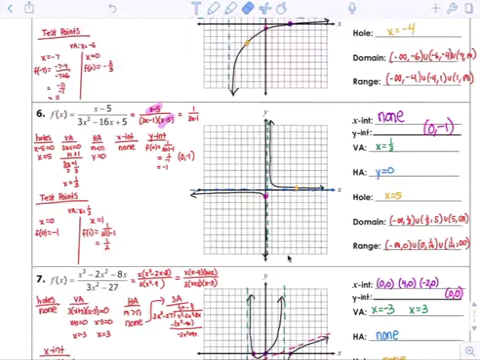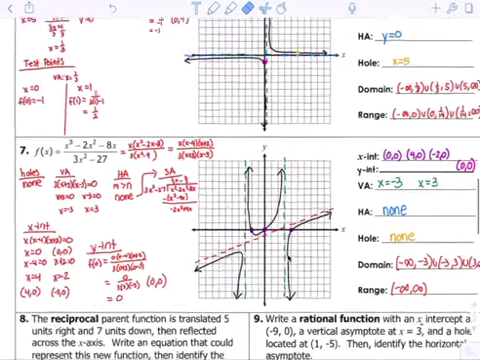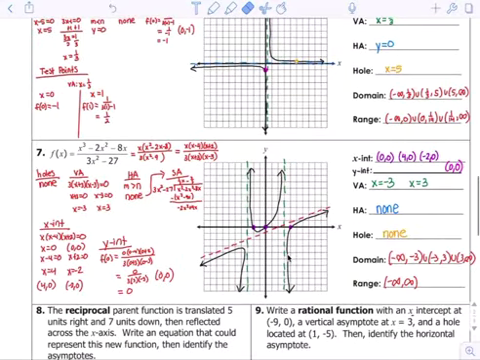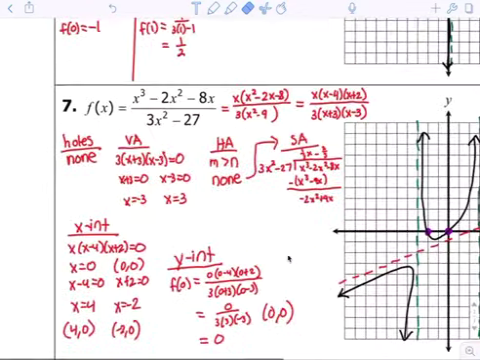Okay, that's number 6. All right, number 7, this is the one that's kind of tough, right? So there's a lot going on. Okay, so let's go over here. All right, hole, there is none because nothing cancels, right? So there's none. Vertical asymptote, set the denominator equal to 0. So we're going to get x is equal to negative 3, and x is equal to 3.